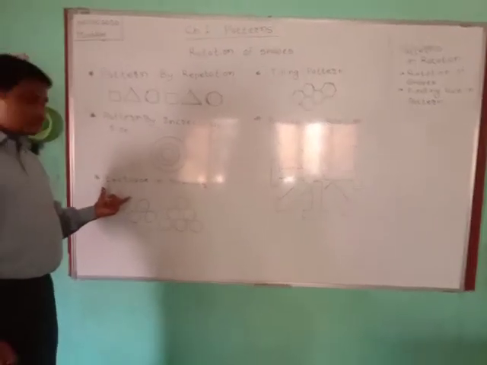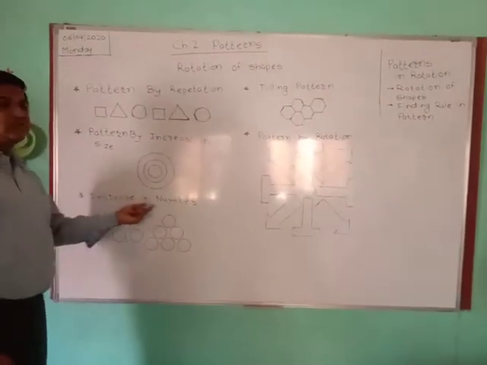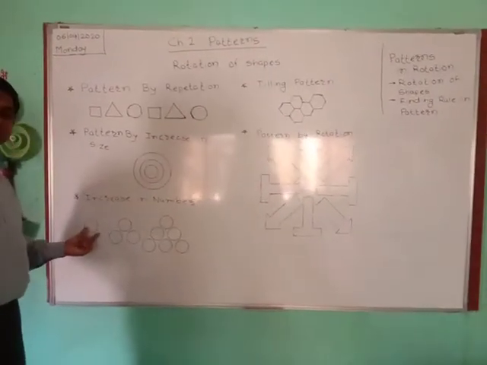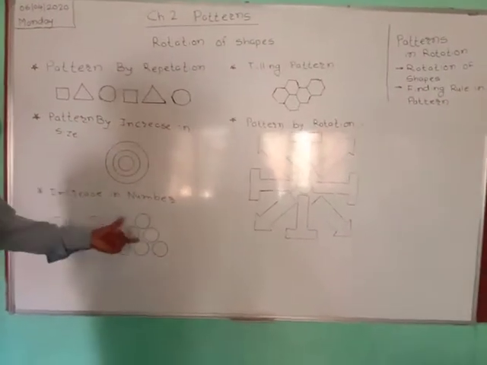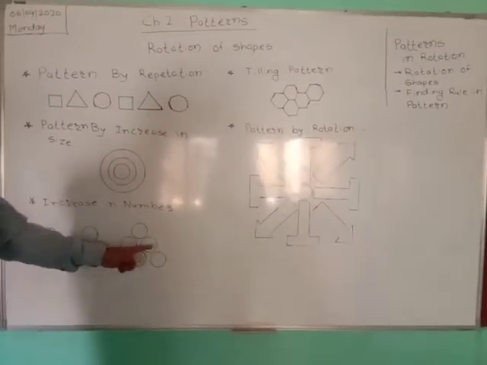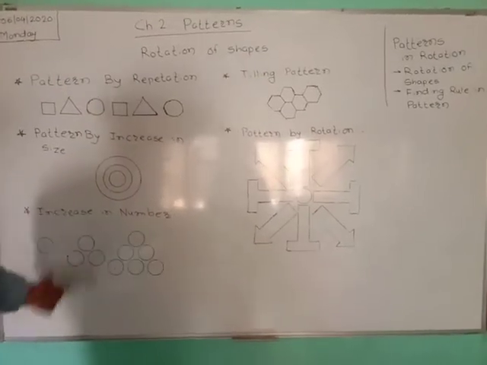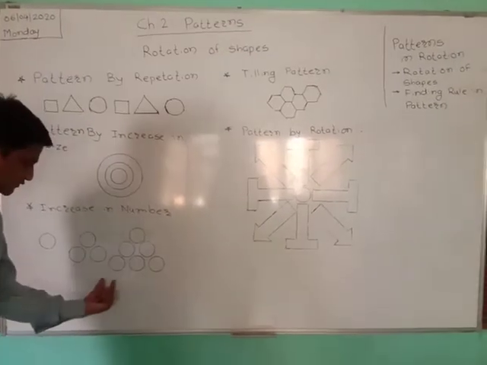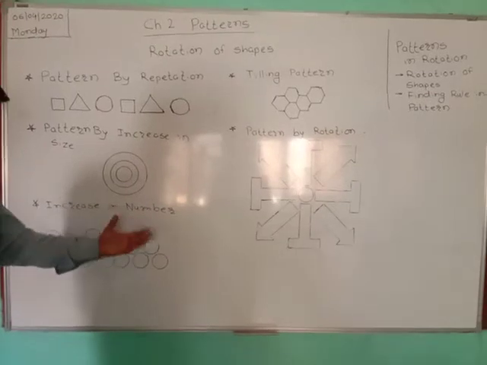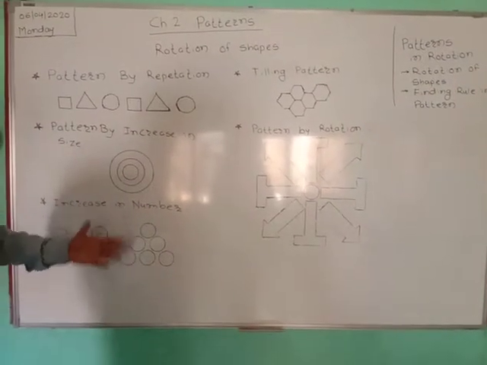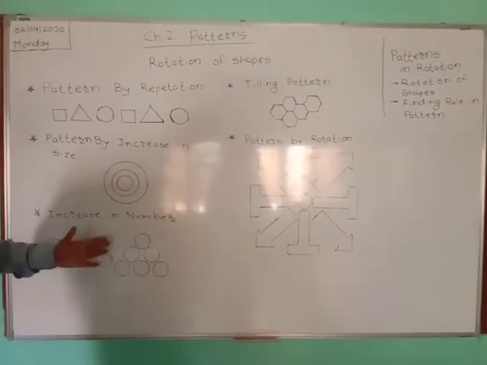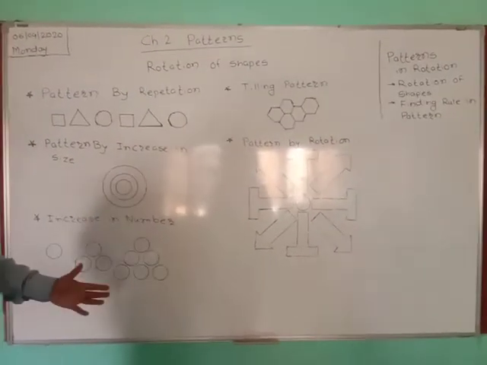We have seen about pattern due to increase in numbers, which means the shapes are going to increase in numbers. For example, 1, 3, then it comes as 1, 2, 3, 4, 5, 6. So they become 6 afterwards. There will be 4 circles below this. So the number of shapes is going to increase, and this is known as a pattern due to the increase in numbers.